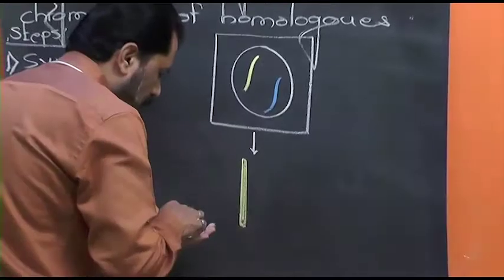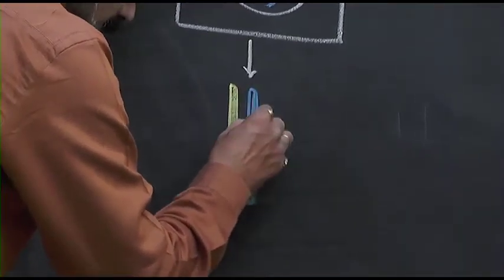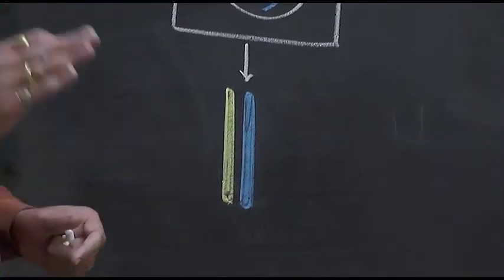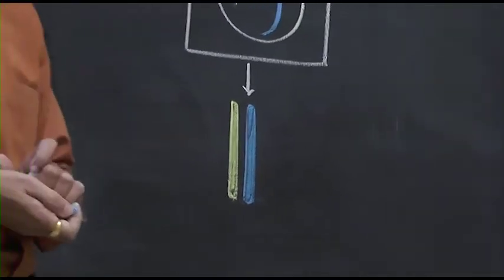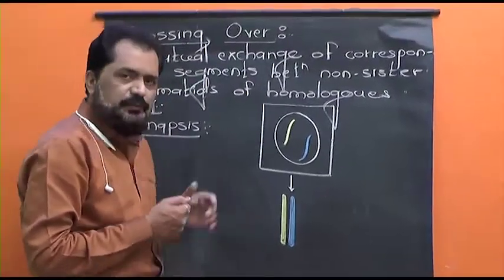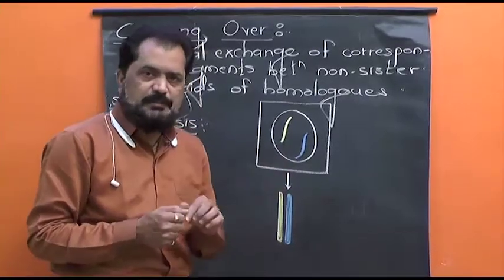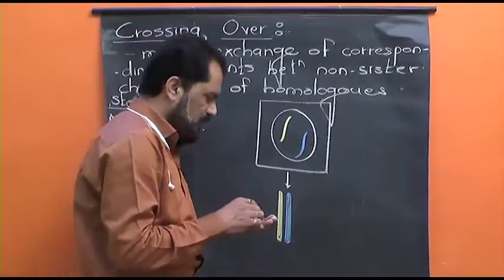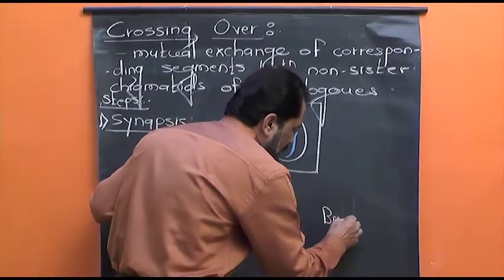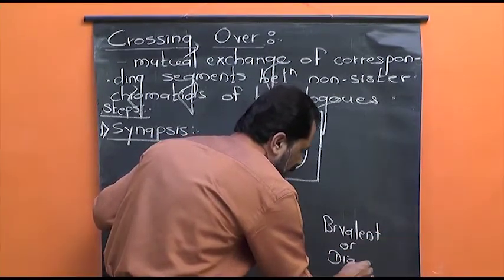Here are homologous chromosomes. Now, in this phase, their chromatids are not visible. You know chromatids, these are the components of each chromosome. So, in this first step, only a pair of homologous chromosomes is visible, and such a pair of homologous chromosomes is also known as bivalent or may be known as dyad.